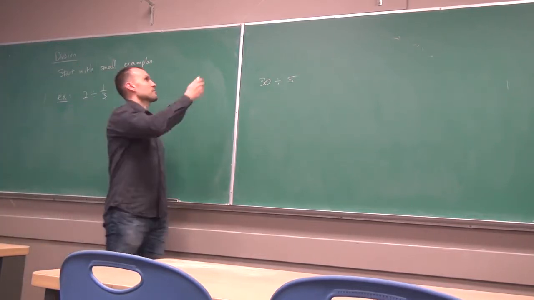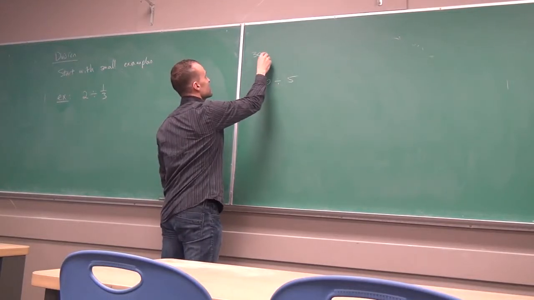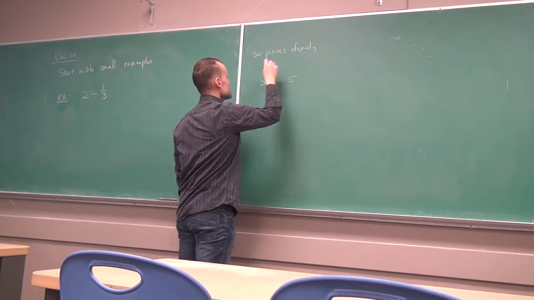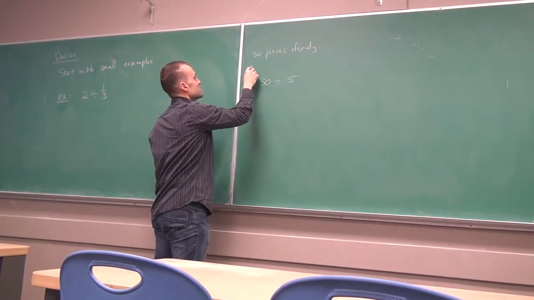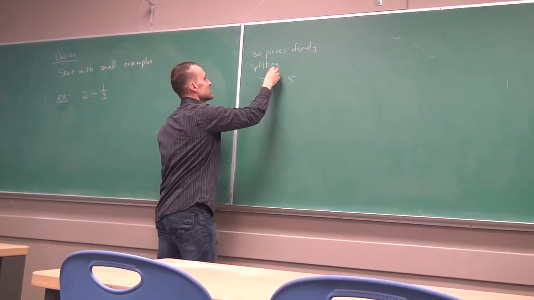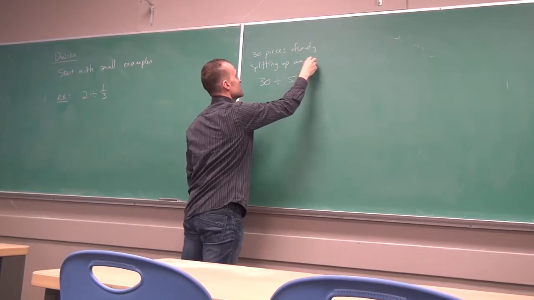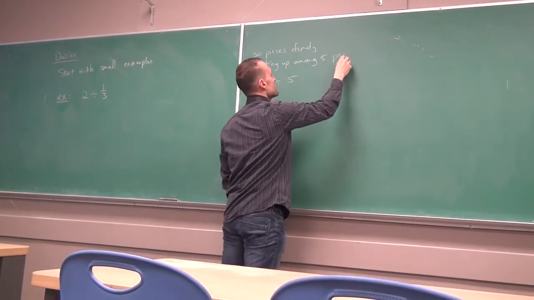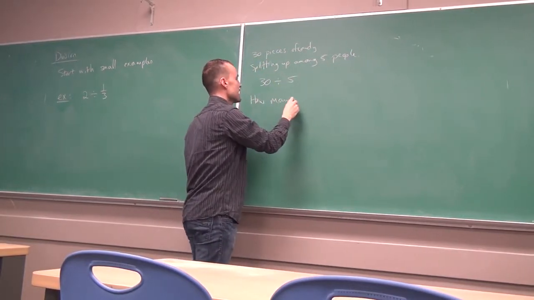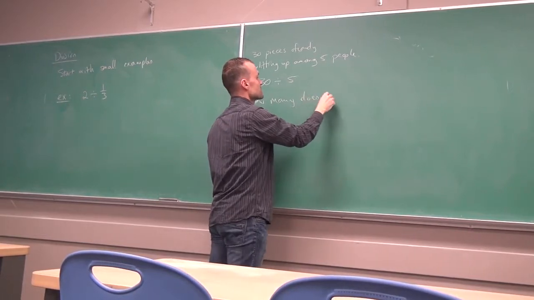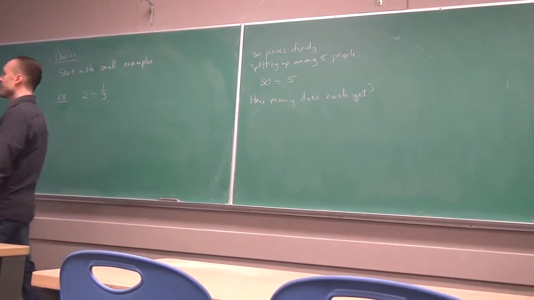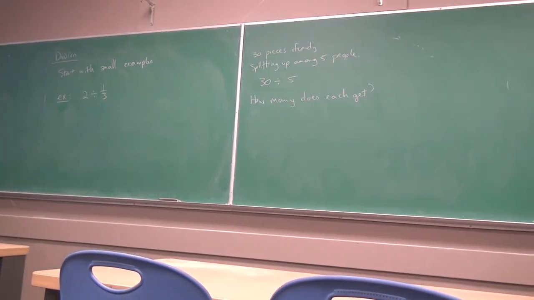Yeah, so we make up a word problem. Let's suppose I have 30 pieces of candy, and I don't want to use the word divide, we're splitting them up among 5 people. How many pieces of candy does each person get? Then the calculation to find that answer is 30 divided by 5.